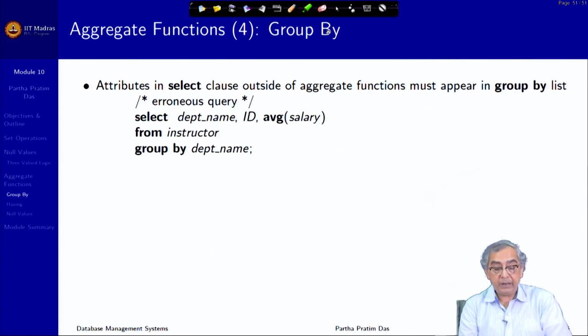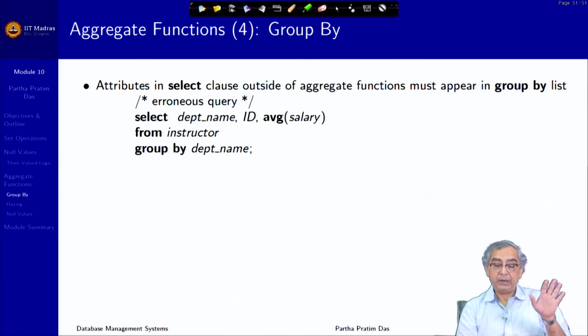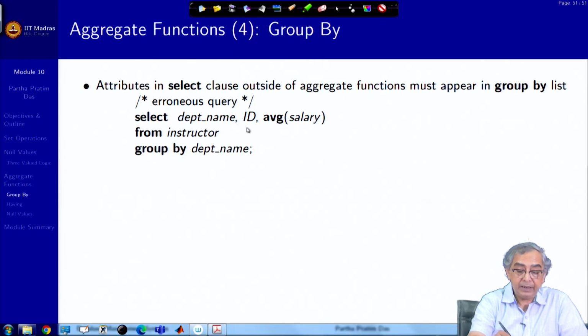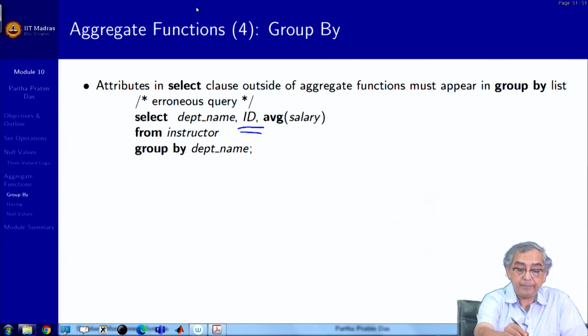Now, remember that when you use group by, the attributes in the select clause have to be limited only to the aggregation function and whatever you have grouped by. You can group by multiple, but only those attributes will have to come in the select. Like in here, ID has been put, that is not right. This will not pass as a correct query.